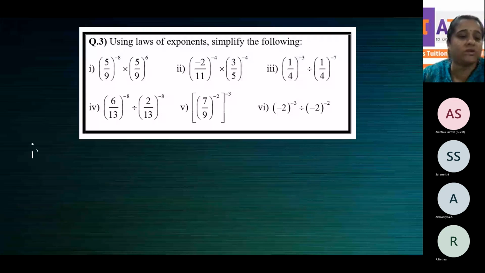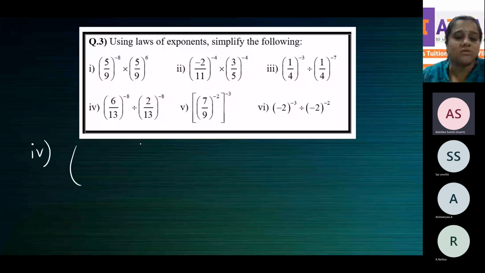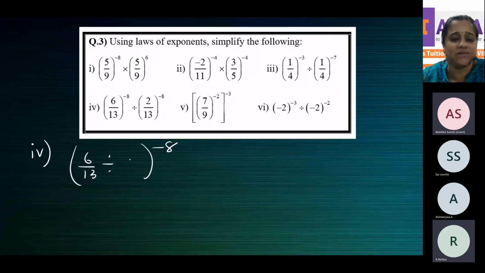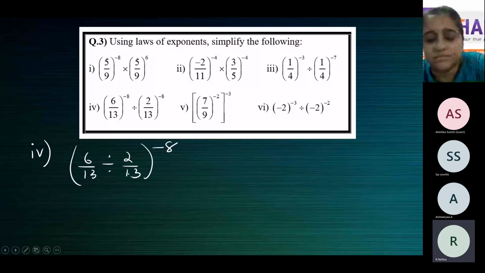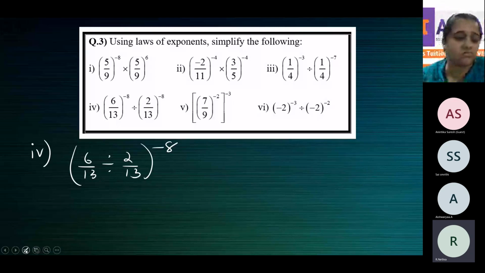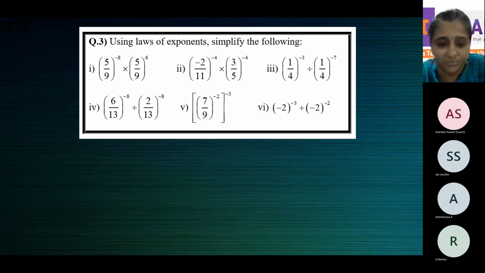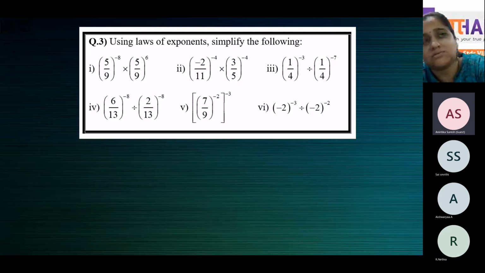I'm doing the fourth one now. In the fourth one, bases are different, but the power is the same. So write the same power and divide the bases because it's division. So divide 6 by 13 divided by 2 by 13. The power is minus 8. The equivalent of 3 raised to the power minus 8 would be 1 upon 3 raised to the power positive 8.